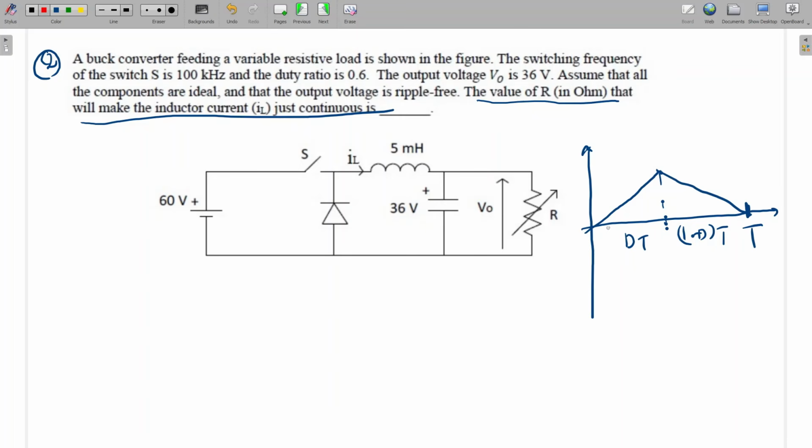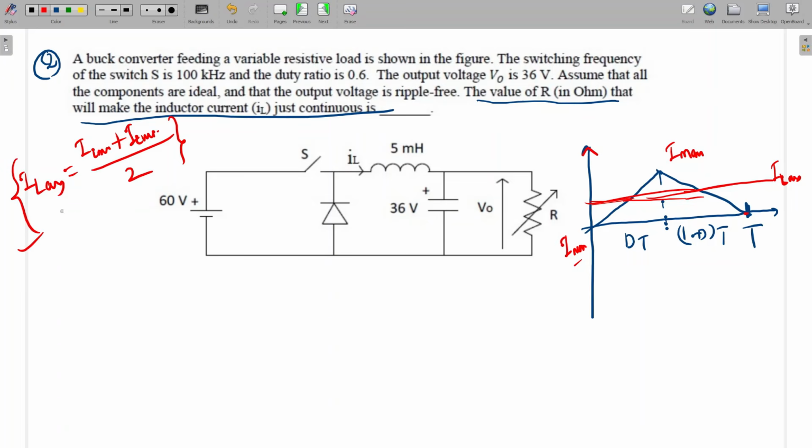What will be the average value of the inductor current? This will be the midpoint, this one. This is the IL average. This is maximum and this is minimum. Is it clear to all up to now? For the boundary condition, it will just touch this one, and the average will be the middle of these two values, maximum and minimum. So we can write it like this also: IL average is equal to I max plus I min by 2.